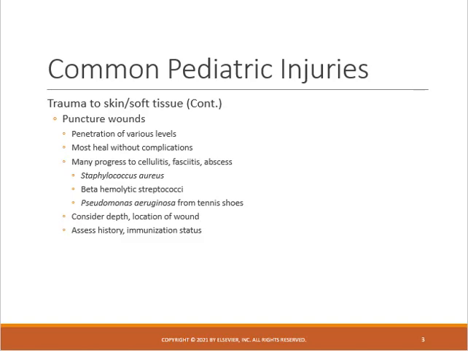The Staph aureus and the beta hemolytic strep are all normal flora that is found on our skin, but can, with a puncture, get into the skin and cause an infection. The Pseudomonas is something that can be found on the rubber soles of tennis shoes, and if you've had an injury to the foot, it sometimes can be found in a puncture wound to the foot.